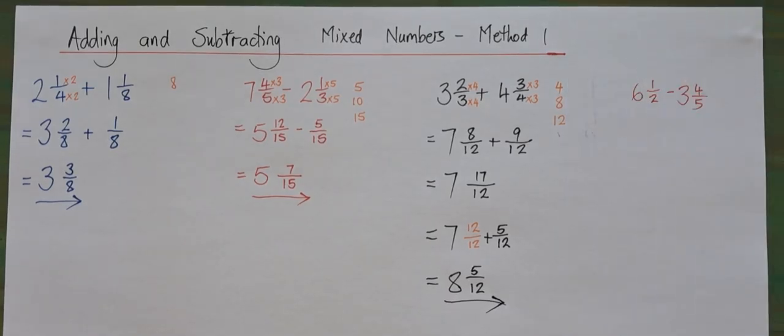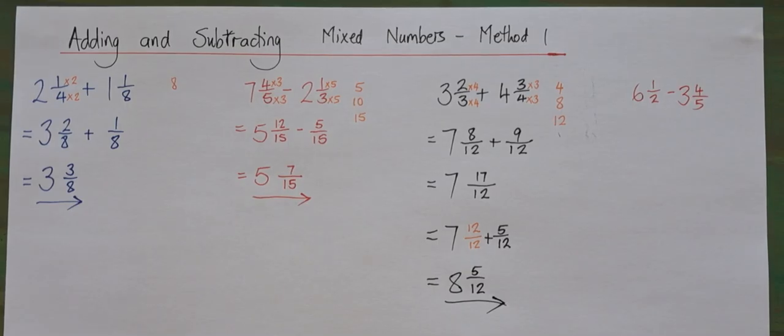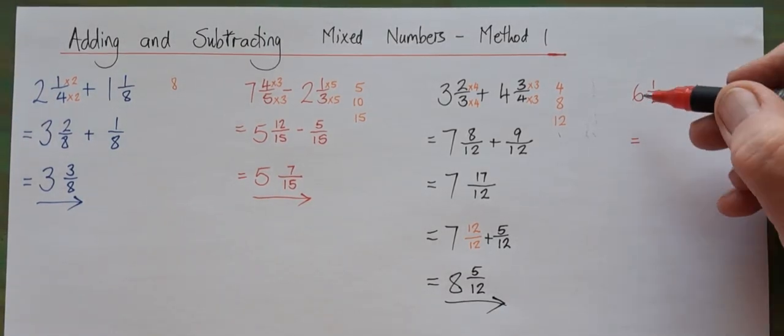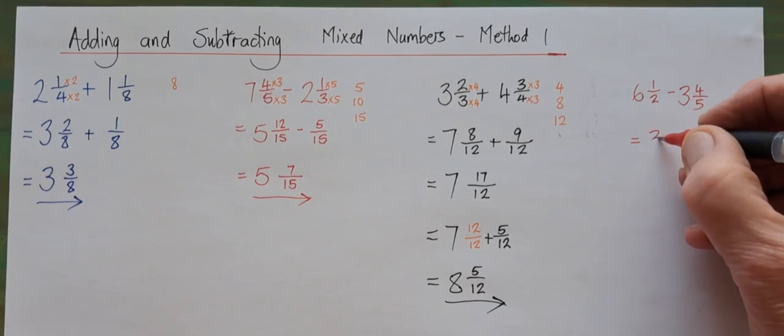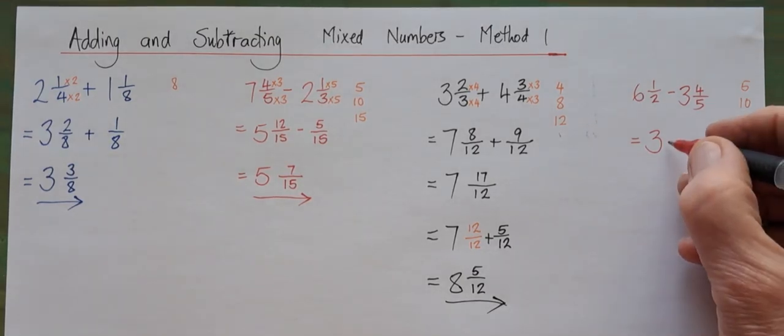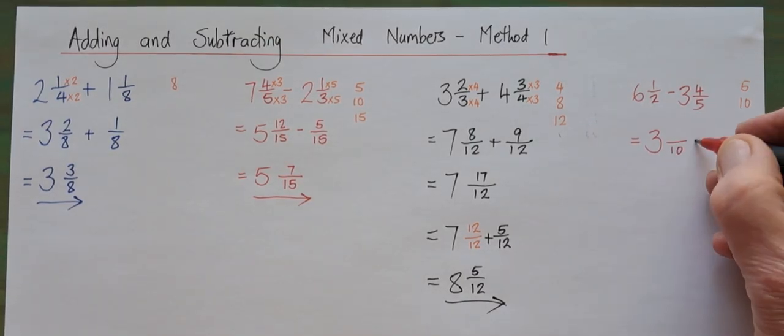Let's look at a subtraction sum that also requires a little bit more work. So again, I'm going to start with my whole numbers. 6 minus 3 is 3. Look at my two denominators. 5 is the bigger one. Can 2 divide into 5? No. Next multiple of 5. Can 2 divide into 10? Yes. Set up my denominators.